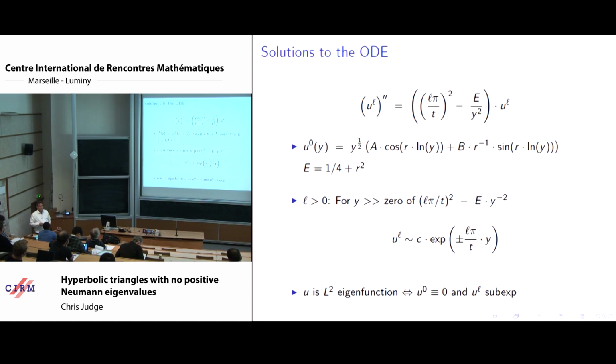So what is R again? Yeah, R is the square root of the eigenvalue minus a quarter. So it's basically the square root of the eigenvalue. Yeah, so here it is.